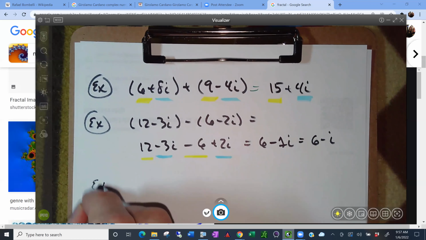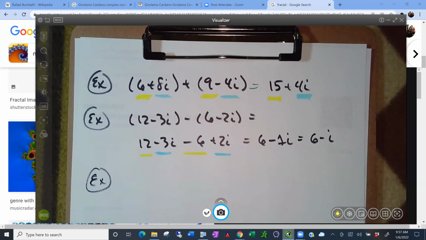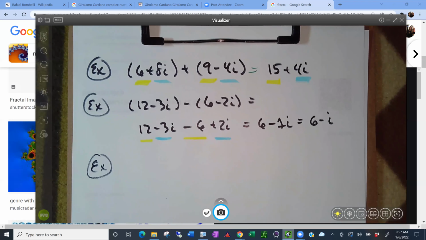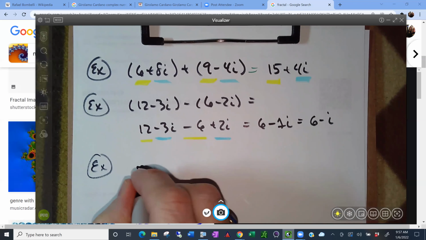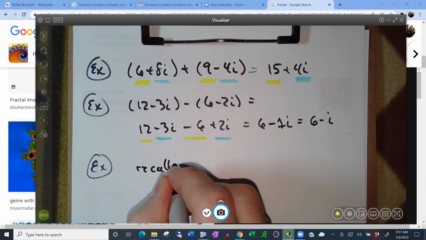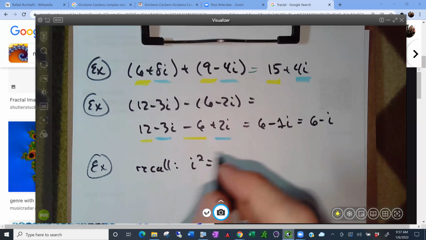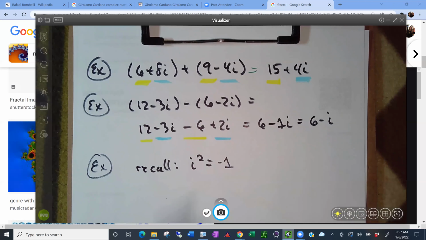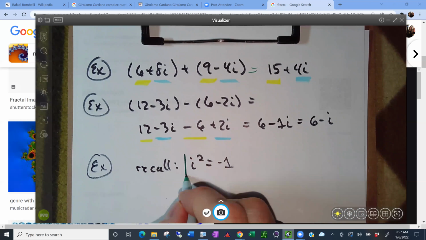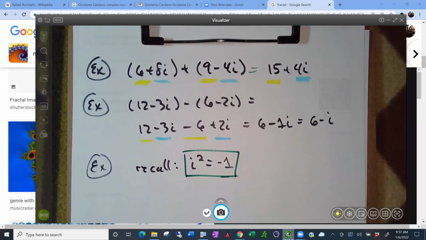Let's keep going and work with multiplication. Now, before I move into some problems with multiplication, I want you to recall something. What does i squared equal? Good job. Negative 1. i squared is negative 1. That part is going to be central to multiplication, division, and exponentiation of i. And by exponentiation of i I really mean i raised to higher and higher powers.